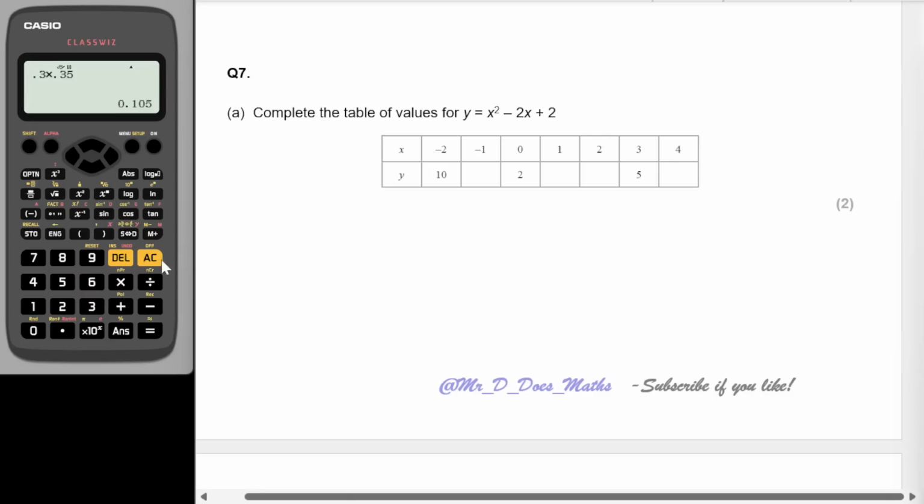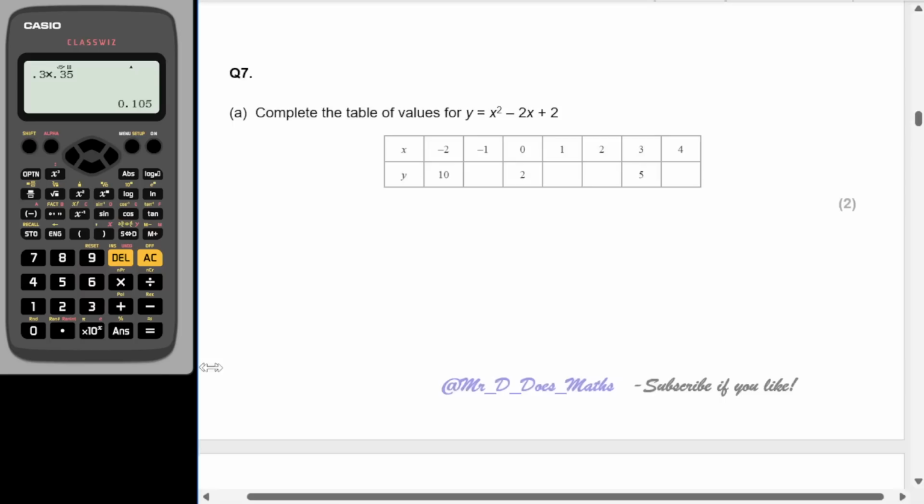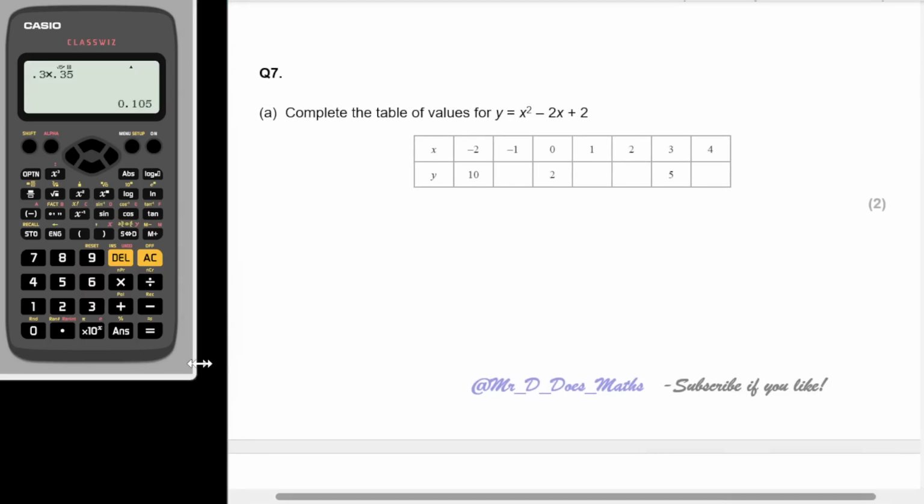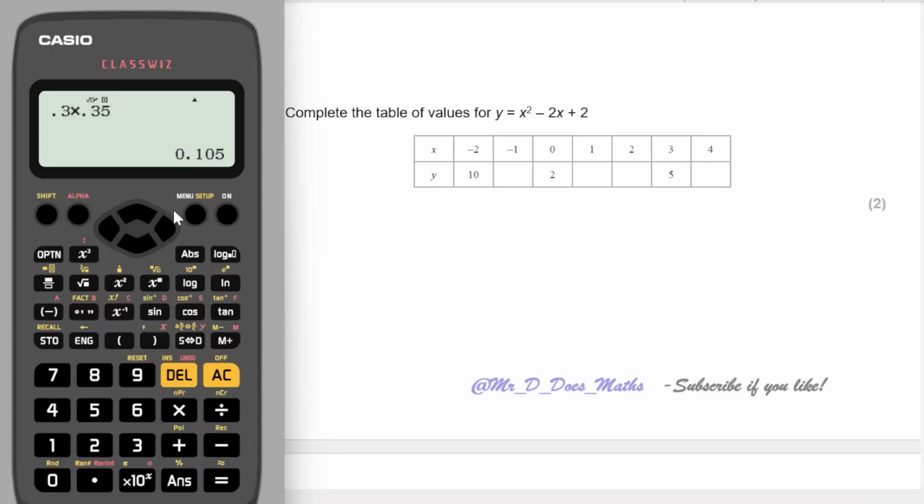Question 7, complete the table of values. So I'm going to use the table function on my calculator. I'm just going to make this a little bit bigger. It's not overly commonly used, but just want to. So I go menu, and then I want this table function, which is function 3. And then I get the option of typing in a function of x.